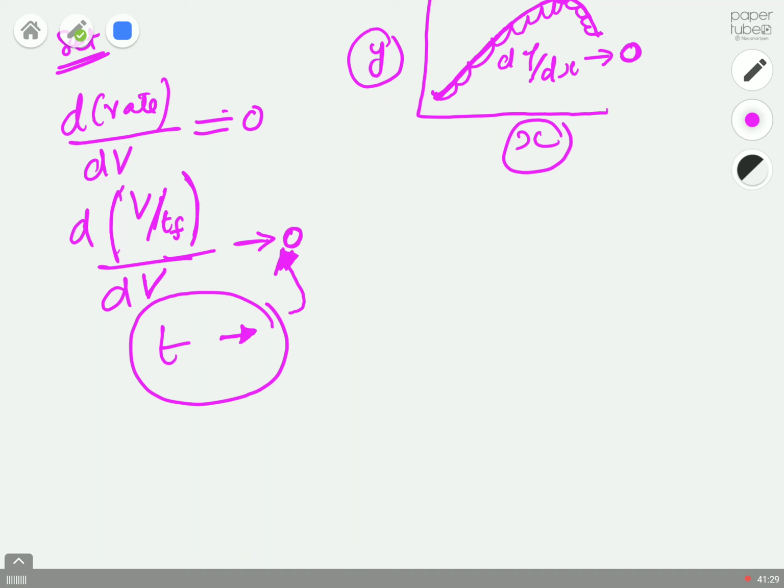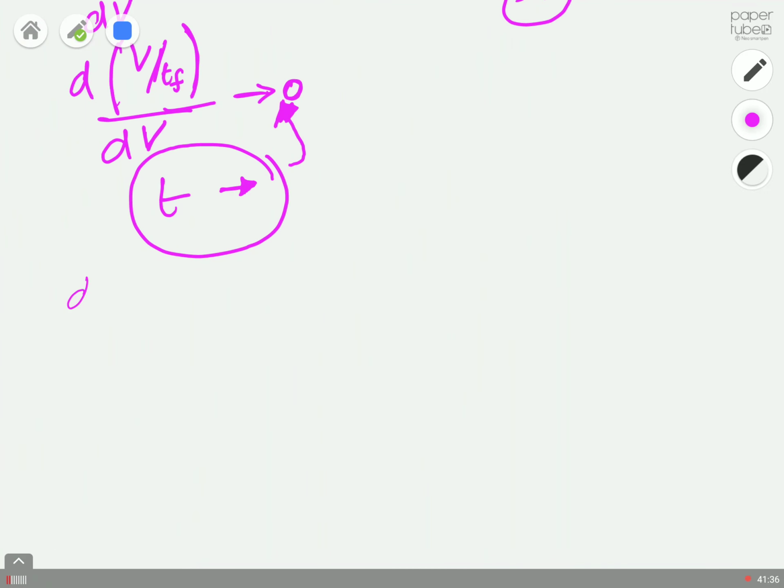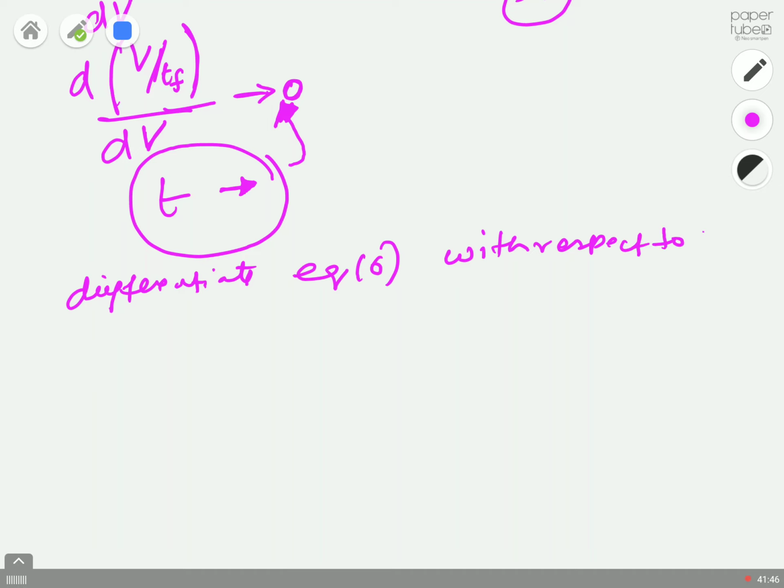To do that, all you need to do is, let's call this equation 6. We need to differentiate equation 6 with respect to volume.